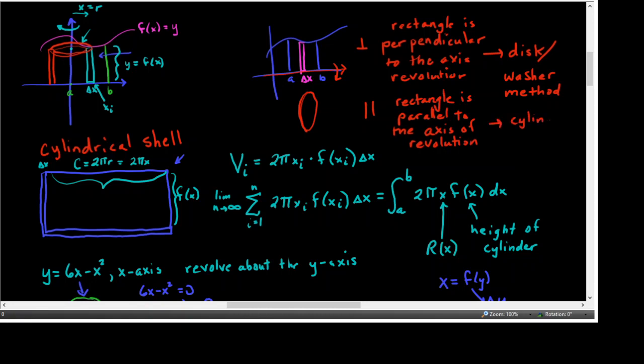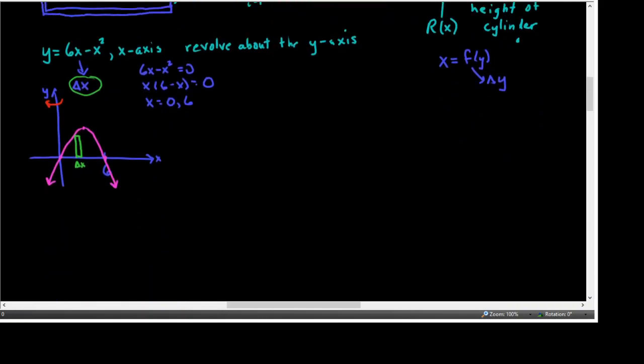A lot of people will abbreviate that and just say shells for short, so using the shell method, but it's actually cylindrical shells, the full name of it. So, because the axis of revolution is parallel to the y-axis and our representative rectangle is vertical, that means we're using shells.